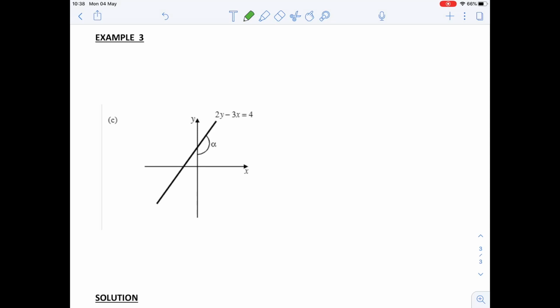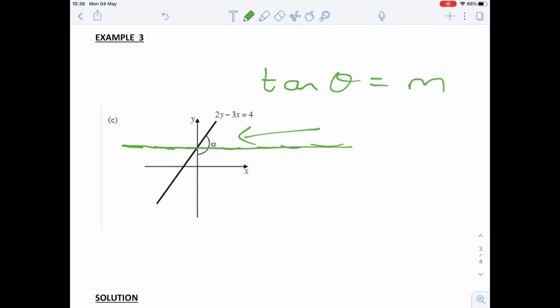Now we move on to example 3, where we need to find alpha, which is situated over there. So remember, our starting point is to draw ourselves a horizontal line, because angle of inclination is always from the horizontal going clockwise. And we've also got our formula, which is very useful in order to find alpha. Now, for a strategy here, we think, okay, how am I going to find alpha?